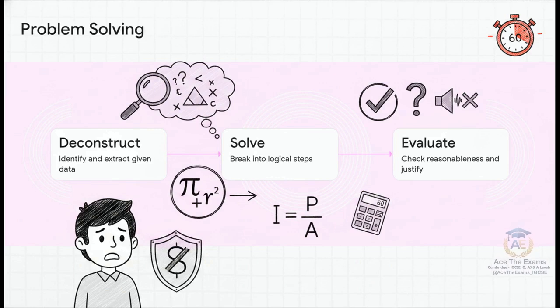Let's walk through it. Step 1 is deconstruct. You read the question and you immediately identify the given information. You pull out the data. You ask yourself, what is the power here? What is the cross-sectional area?